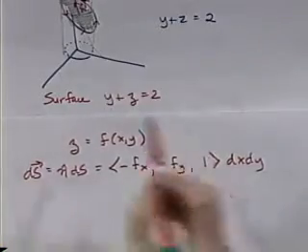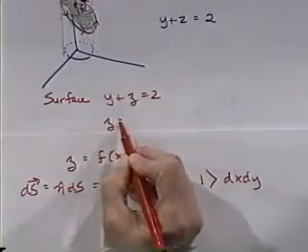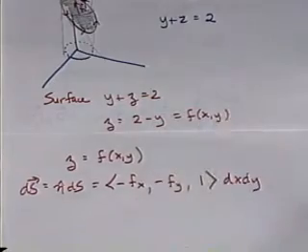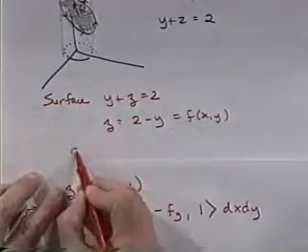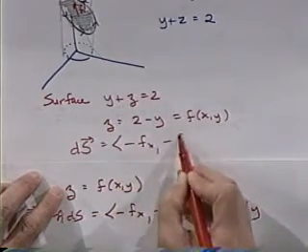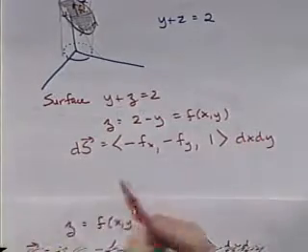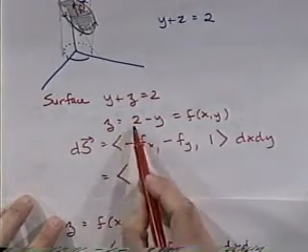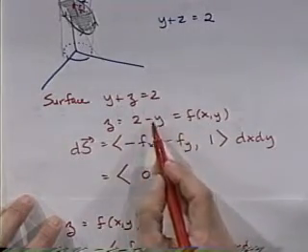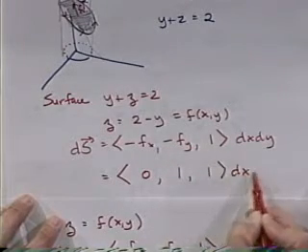So my surface here I can give as z equals something in terms of x and y. It's z equals 2 minus y. That's my function of x and y. So my dS is going to be minus f sub x, minus f sub y, 1, dx dy, which is going to be, let's see, the partial of this with respect to x is 0. The partial of that with respect to y is minus 1, but we're hitting it with a minus, which gives me a plus 1, and then a 1, dx dy.